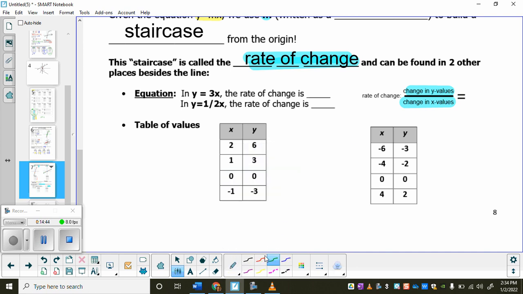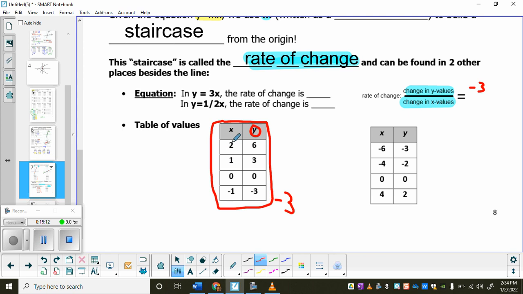What do I mean by that? Let's go back to the table of values. Let's look at only the y values. What's happening here? From 6 to 3 to 0 to -3. Do you guys see that these y values are changing by minusing 3 every time? So the change in the y values was a negative 3.